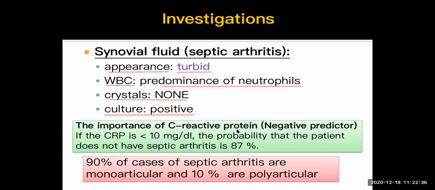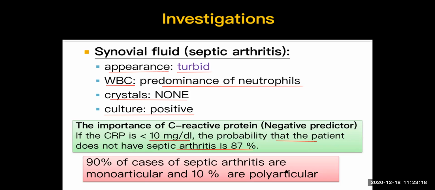The importance of C-reactive protein, which is known as negative predictor. Now see here, if the CRP is less than 10 milligram per deciliter, the probability that the patient doesn't have septic arthritis is 87%. This is excellent type of data for us. What does that mean? CRP is usually high, not always, it is not 100%, so I don't use the term always here, but in majority of the cases, CRP is high. If CRP is less than 10, the negative predictive value of that is very good. Means there is a very, very less chance of having septic arthritis.